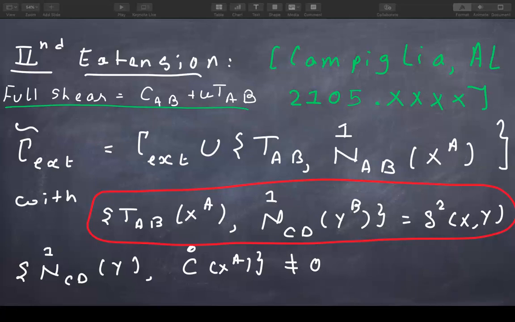For example, this N1, which is really the subleading of news, has a non-vanishing bracket, for example, with the C0. So I don't write all the brackets here; they are a bit complicated, but there is a nice extension that we can find, which is self-consistent, which completely closes by itself.